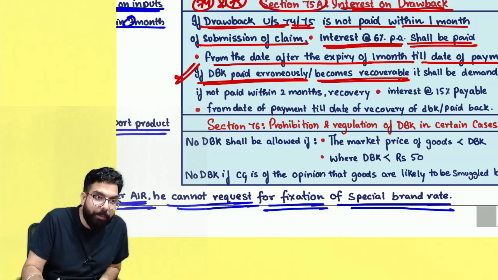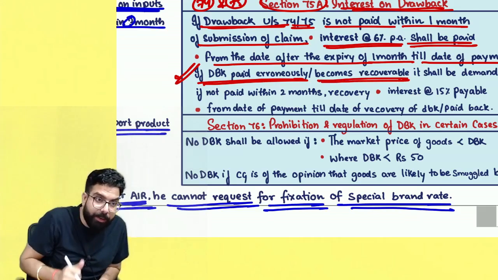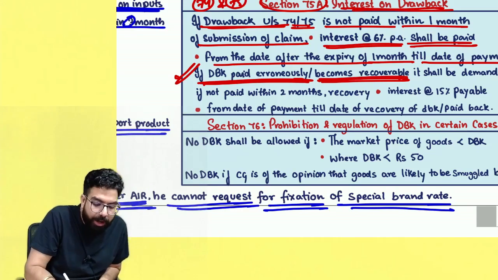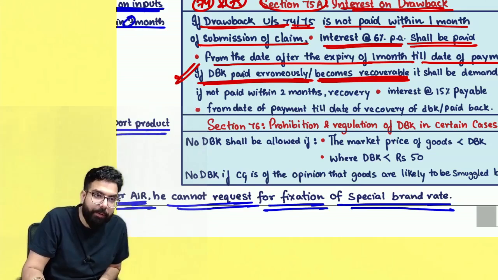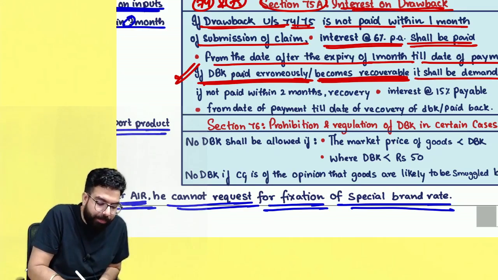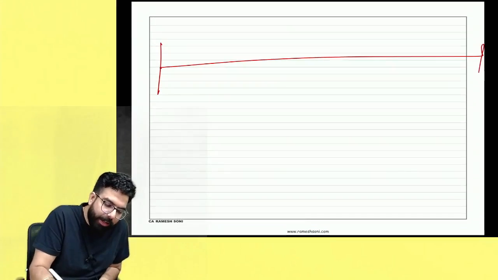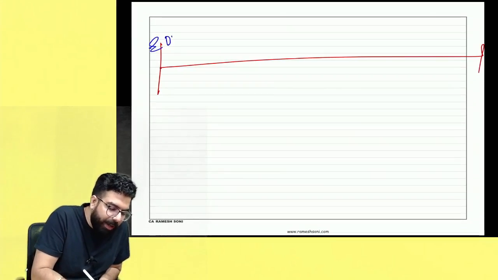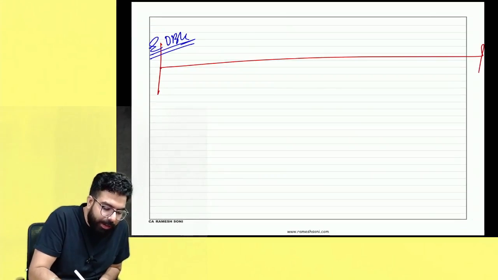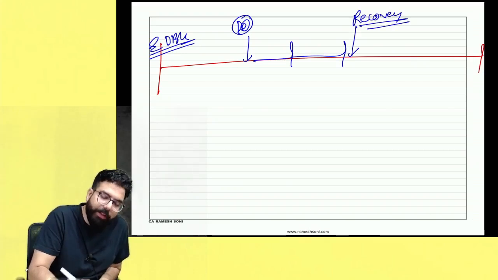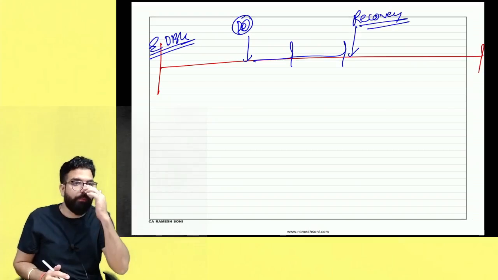When does it become recoverable? If you don't recover the foreign currency within time, then they are going ahead and telling, if supposedly you took some DBK erroneously or any DBK became recoverable, then it shall be demanded, and if not paid within 2 months, recovery will start. So remember one thing, supposing there was an erroneous DBK which was given, then they will go ahead and demand from you, and once the demand order is given, within the next 2 months, after the 2 months they will start what, everyone? Recovery. Done, sir. This point is clear, but listen to me very carefully.